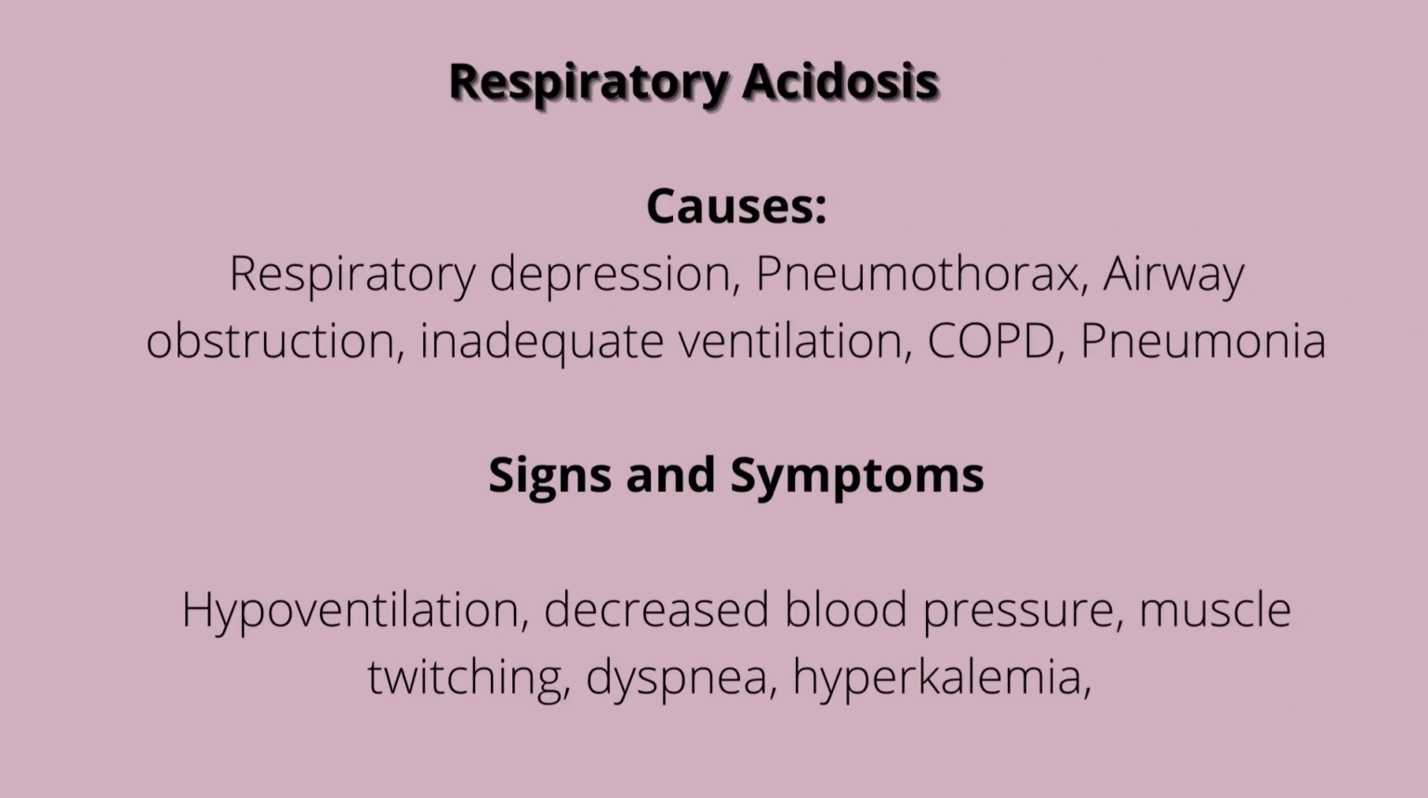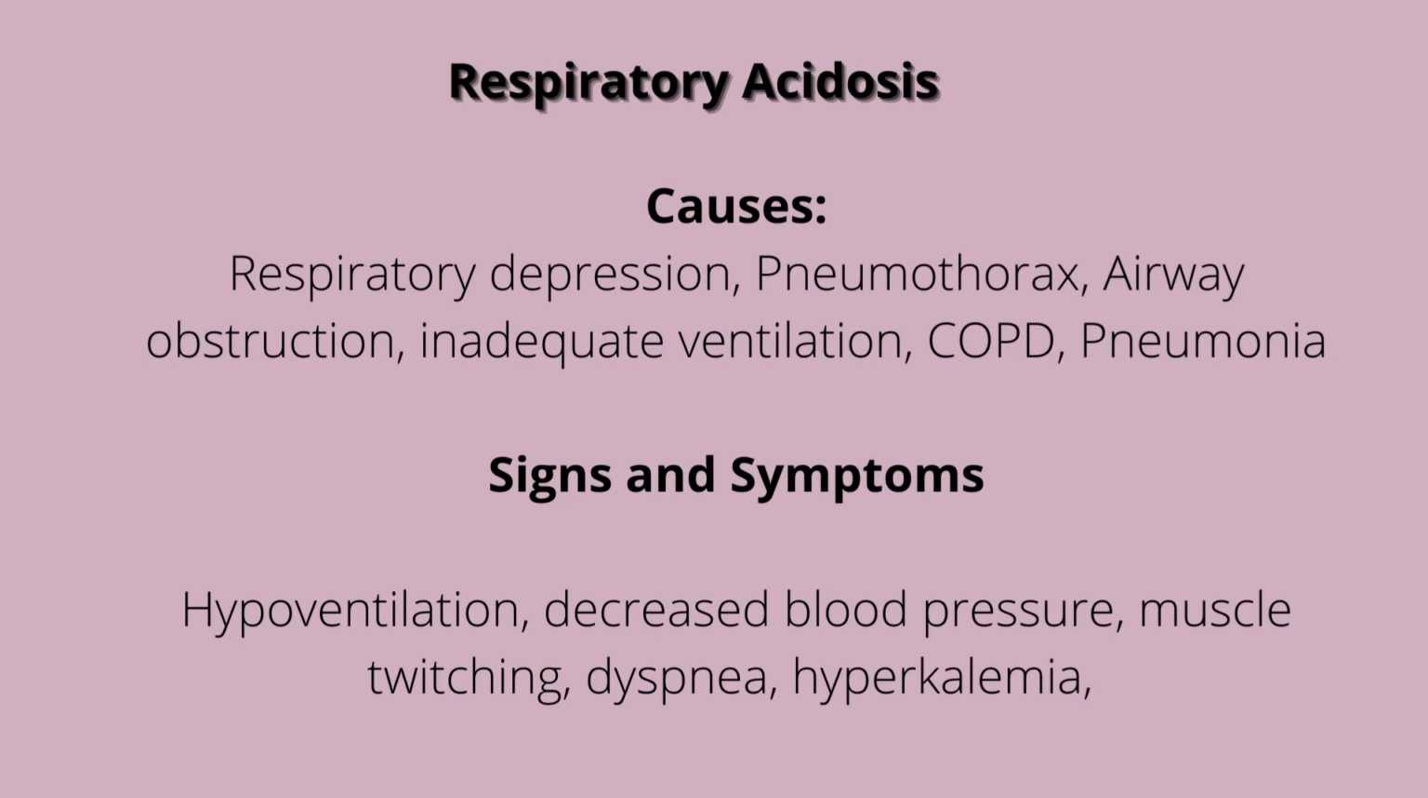So respiratory acidosis. With respiratory acidosis, we're talking about the respiratory system. So what would cause respiratory acidosis? Of course, pneumothorax. We're not well ventilated. We'll have an airway obstruction. Somebody's choking, inadequate ventilation, patients who are on ventilators, anesthesia because it suppresses your CNS, drug overdose, it suppresses your CNS, COPD, pneumonia, respiratory depression.